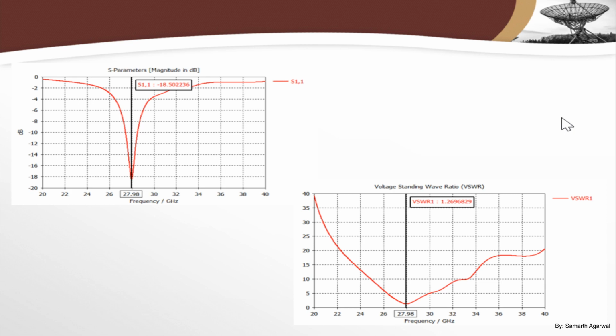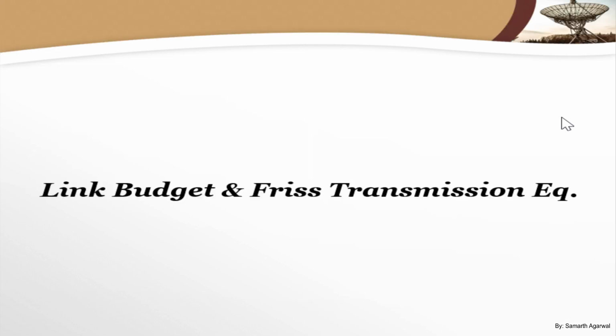I will show you more of the graphs and 3D polar plots of gain and directivity as well as side lobe level in the 7th module, so that you can have a better idea of it. So let's talk about link budget and Friis transmission equation.